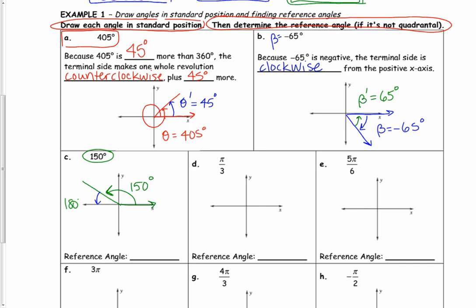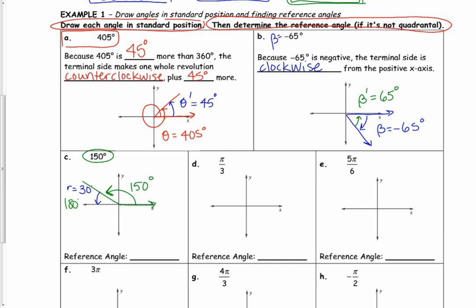It has to be positive. So I'm just going to call this R since my original angle had no letter name to it. And my reference angle is how much further I have to go from 150 to get to the axis, which would be 30 degrees.